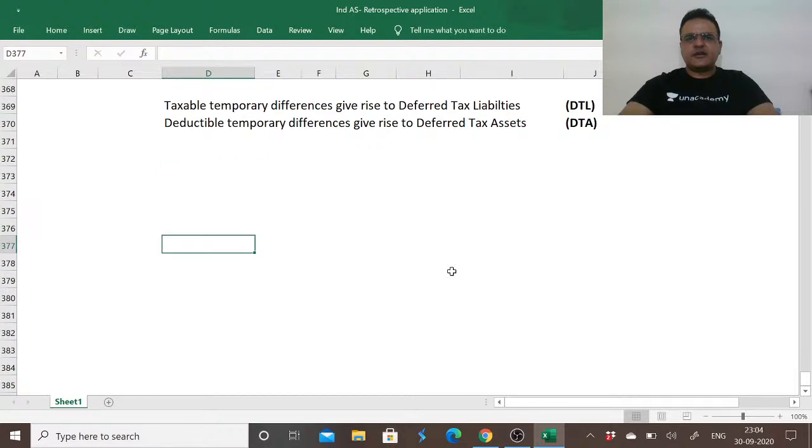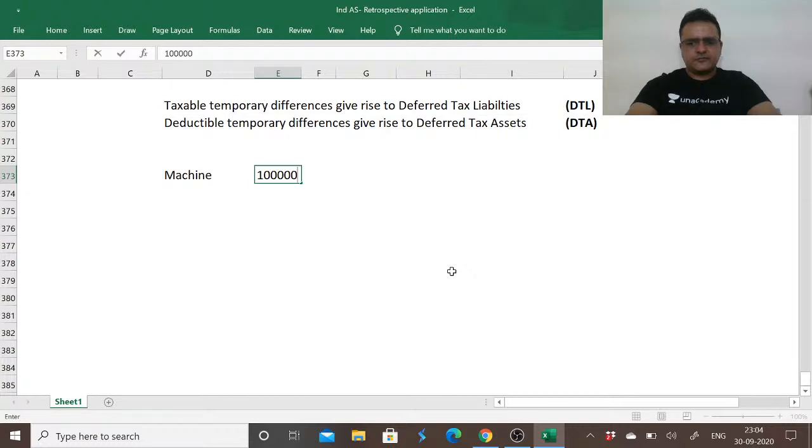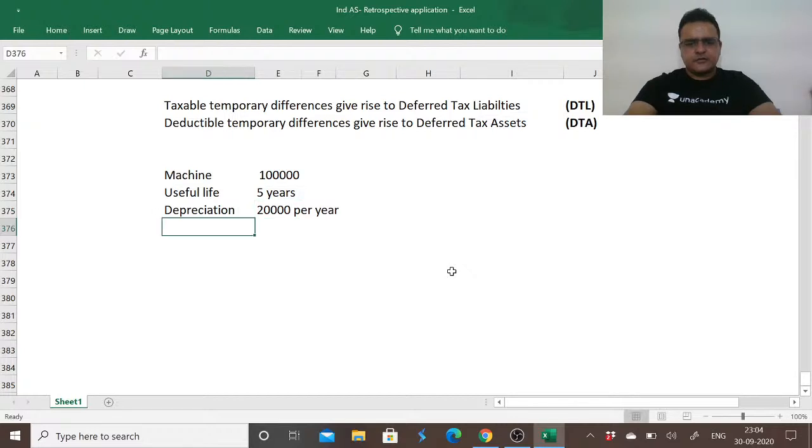Suppose an entity has bought a machine for 100,000 and its useful life is 5 years. The depreciation charge according to the accounting books says 20,000 per year. Tax authorities allow accelerated depreciation over a period of 2 years.